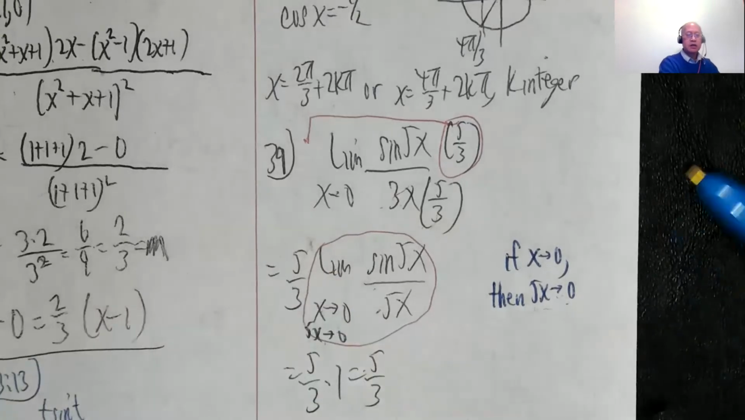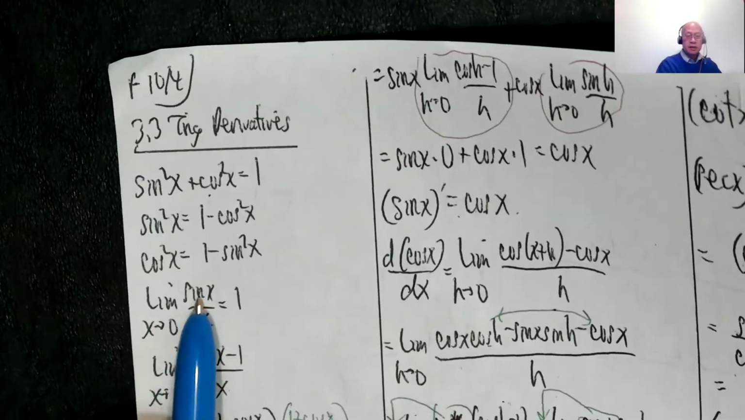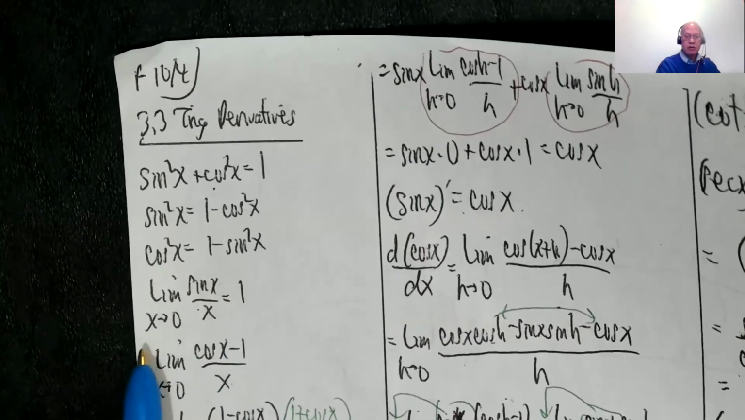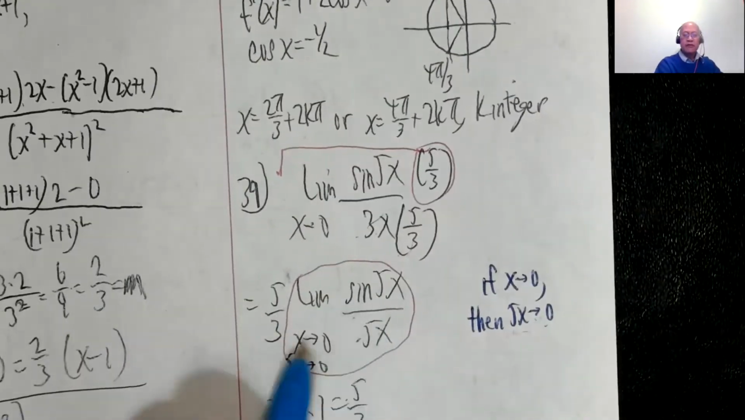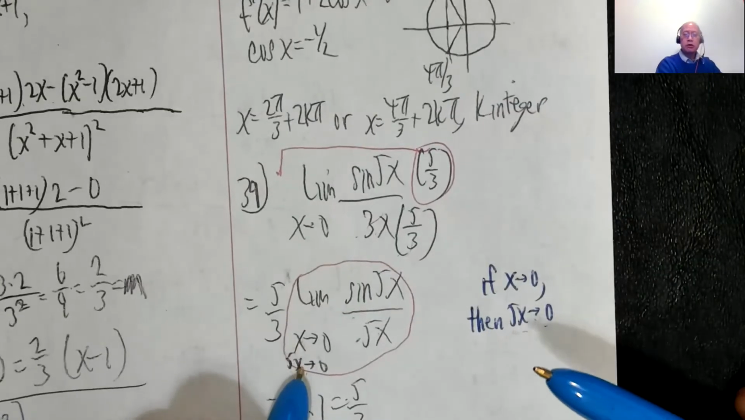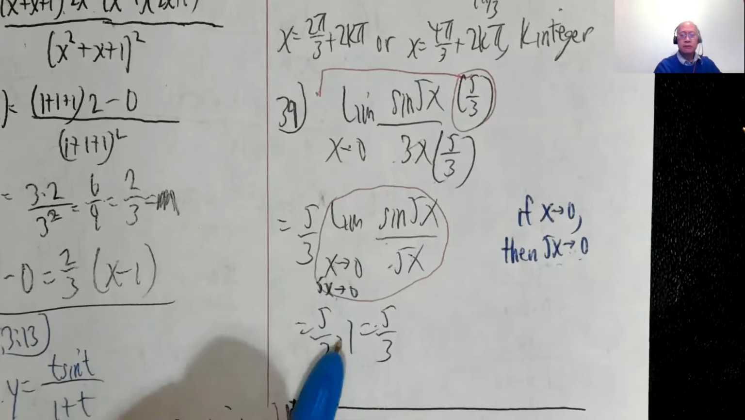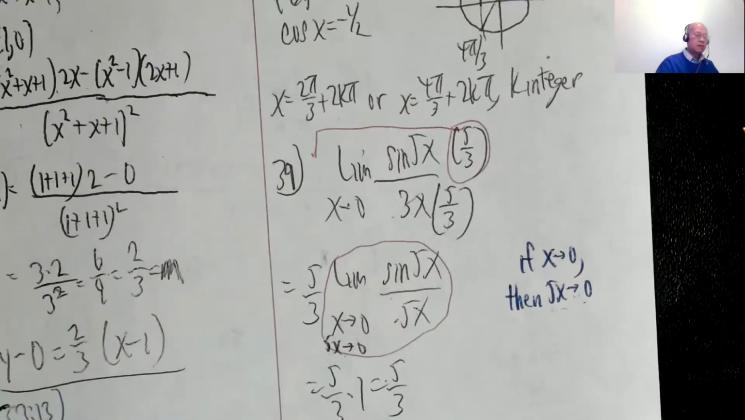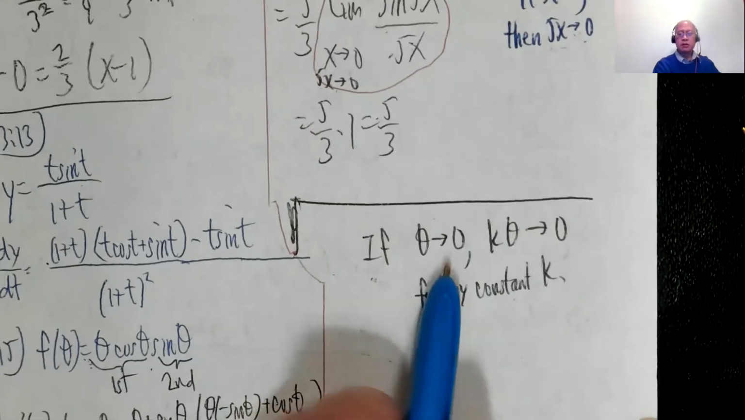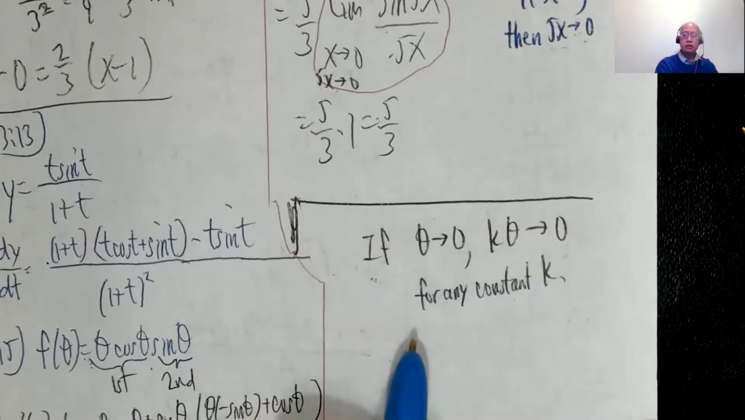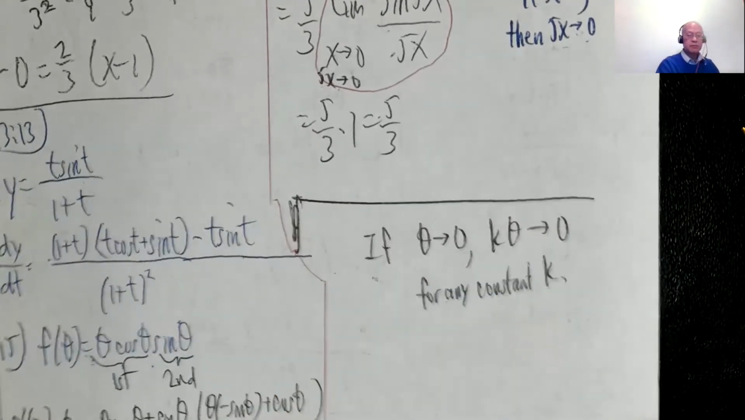Okay, so that's a variation of this rule. That angle has to match that angle, has to match that angle. Here it doesn't quite. You have 5x and x, but as x approaches 0, so does 5x. So this limit is 1. So you have 5/3 times 1, which is 5/3. That's problem number 39. Okay. So in general, if theta approaches 0, k times theta also approaches 0 for any constant k. Okay. So that's going to be part of it.